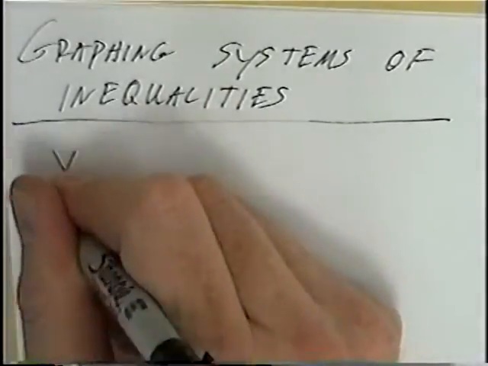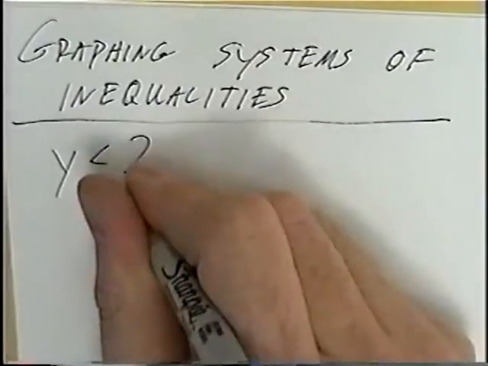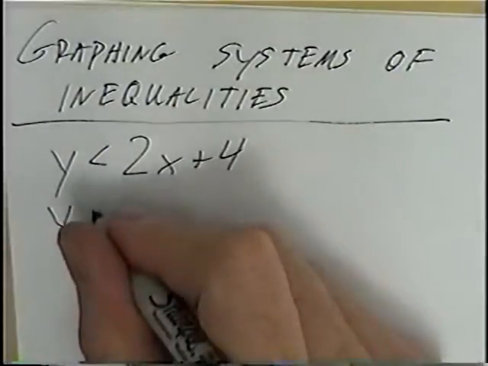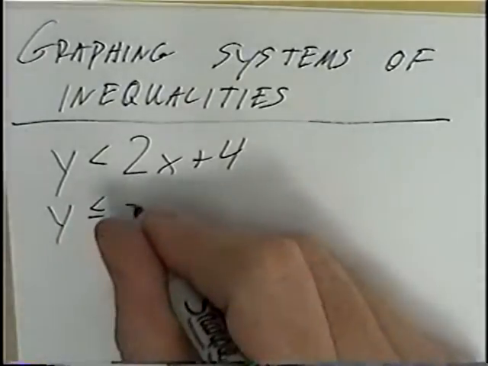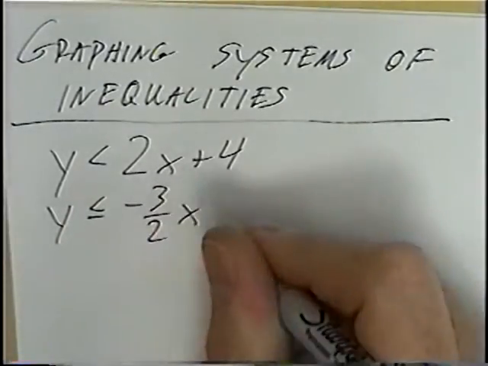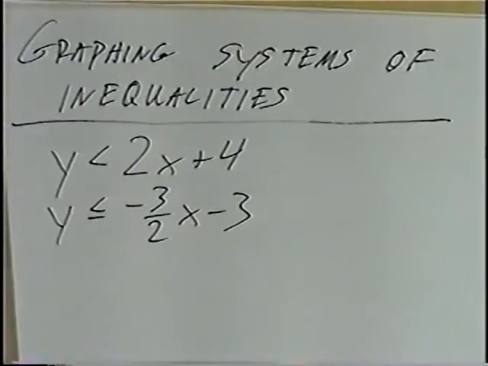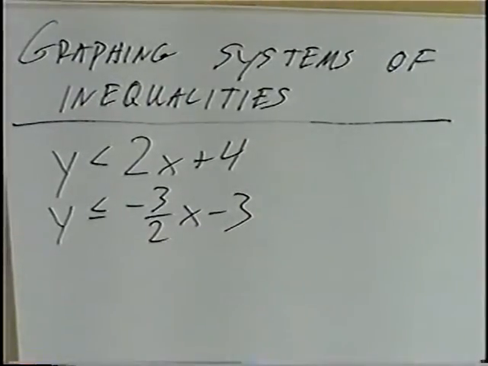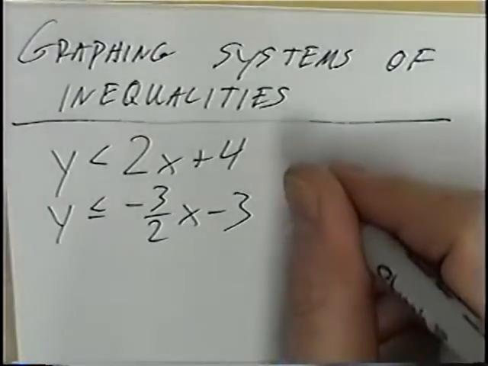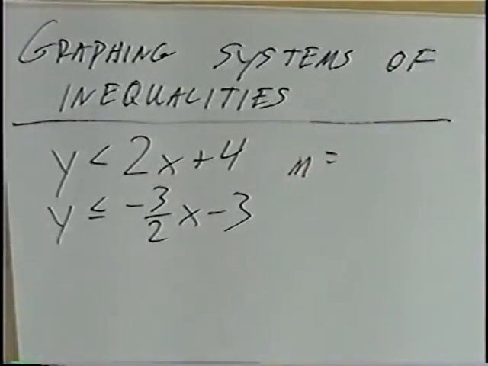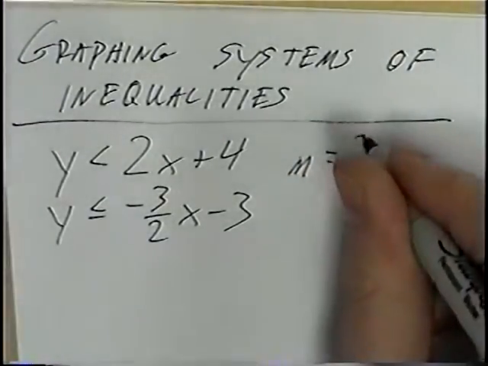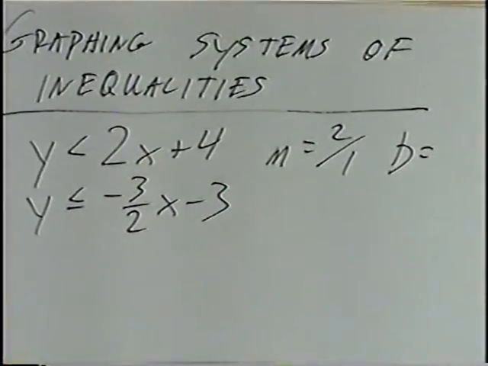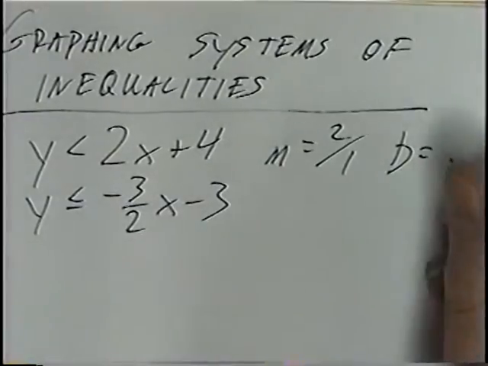First inequality, we have y is less than 2x plus 4. And the second inequality, y is less than or equal to negative 3 over 2x minus 3. Each of these inequalities is in slope-intercept form, or mx plus b form. So we can find m, the slope of the first inequality, which would be 2 or 2 over 1. B, the y-intercept, would be the last number, 4.